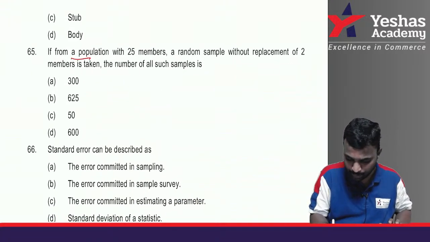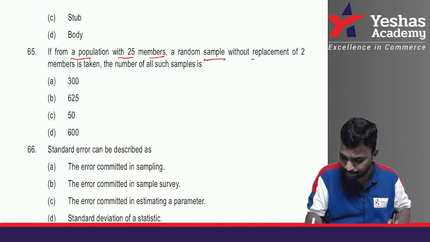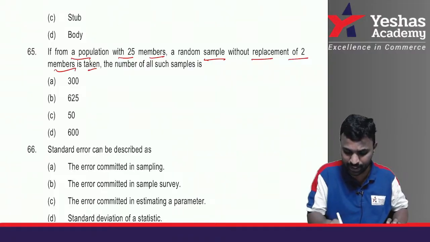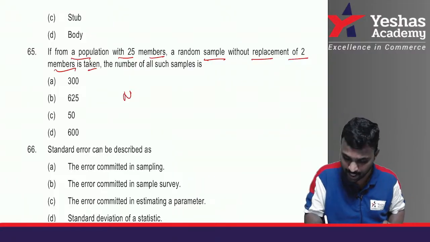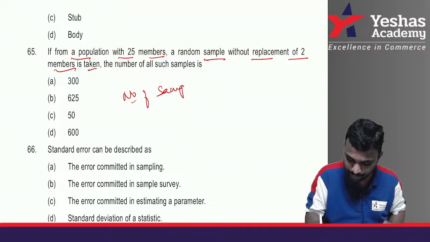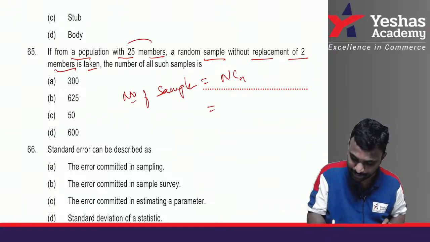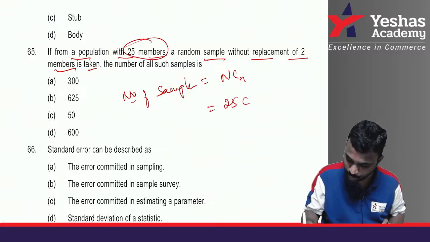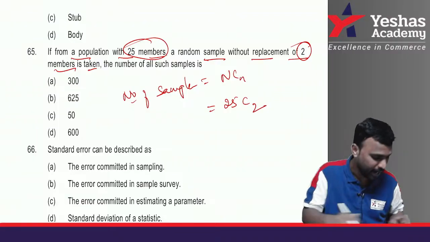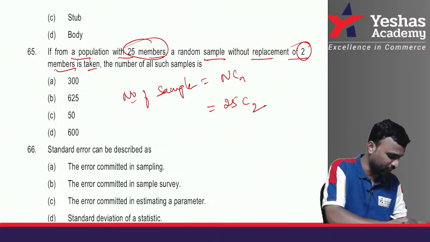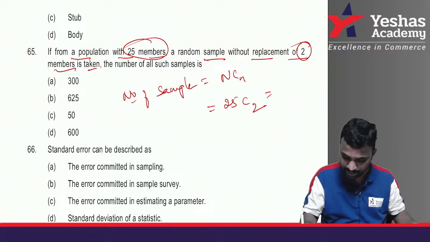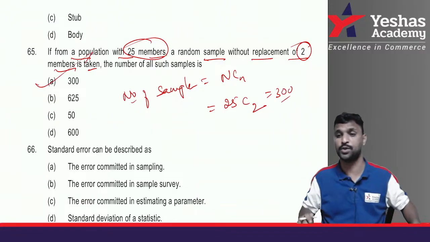If from a population with 25 members, a random sample without replacement of 2 members is taken. Without replacement, the number of samples is NCn, where capital N is the population size, small n is the sample size. Capital N is 25 here and small n, the sample size, is 2. 25C2 is 25 into 24 divided by 2, which is 300. The right answer for this question is option A.